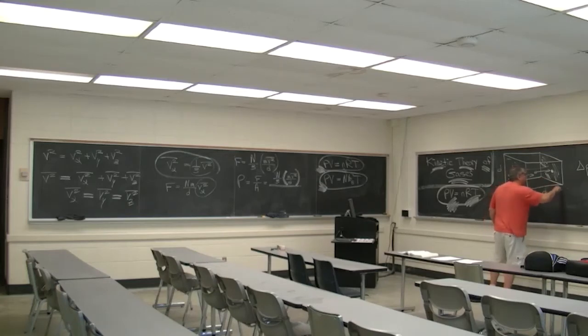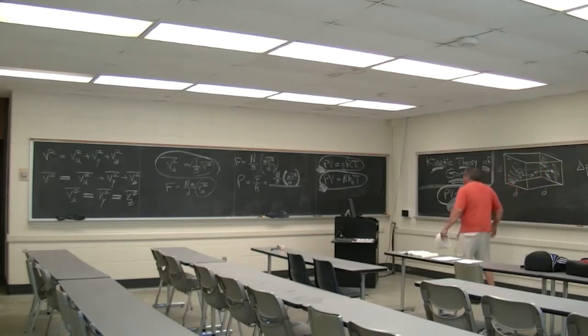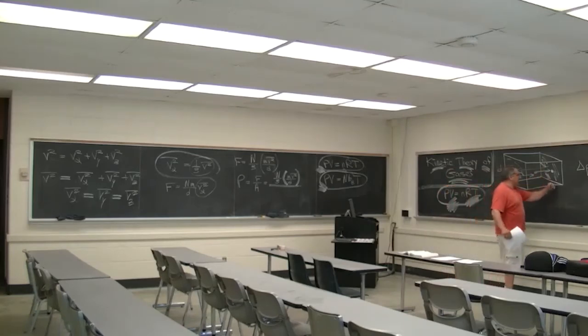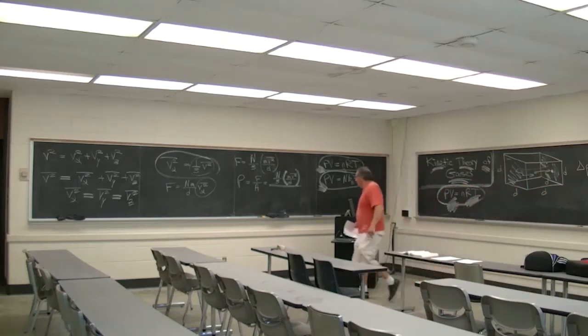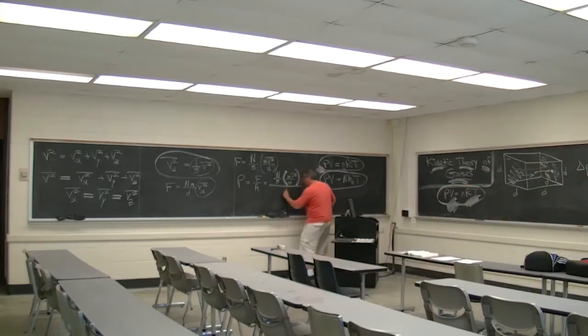All right, this is D, that's D. D times D is the area. That's a square. D right here, D right here. D times D is D squared. Pressure equals force divided by area. Got that. That's what that is.